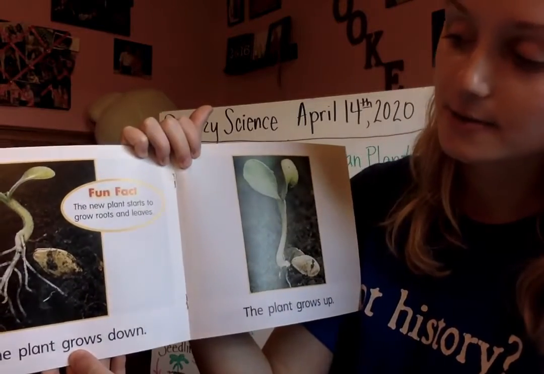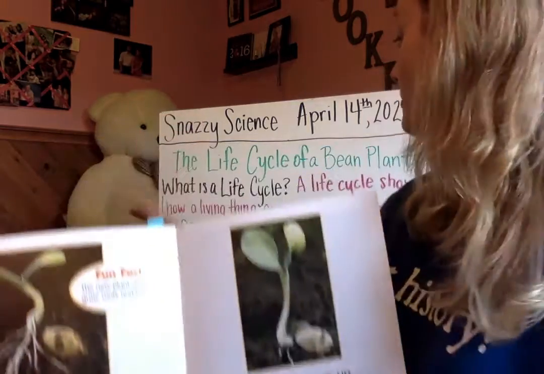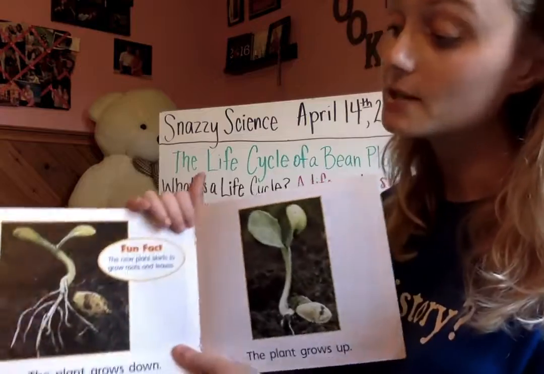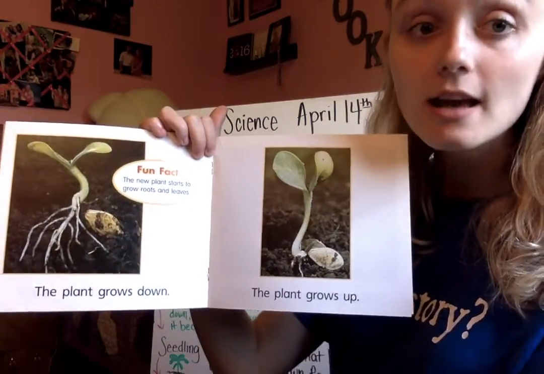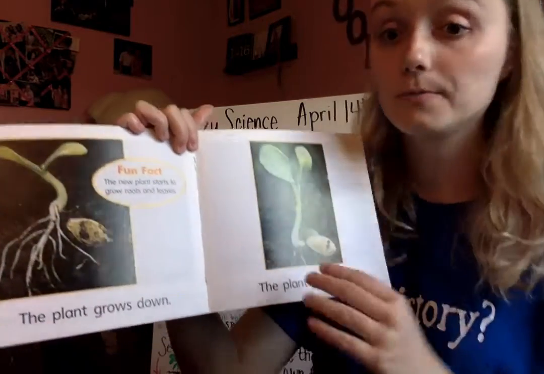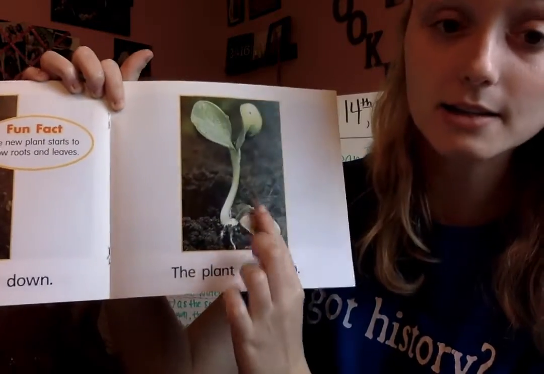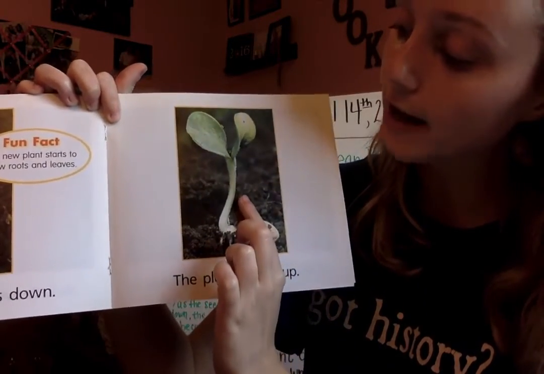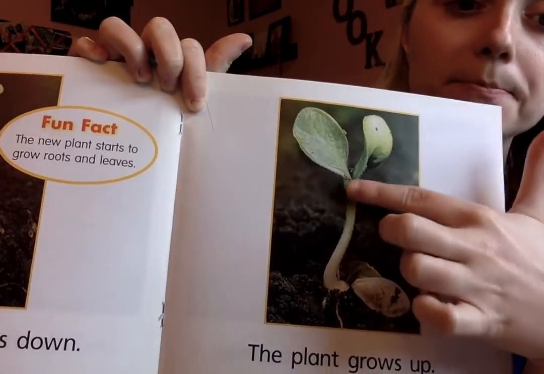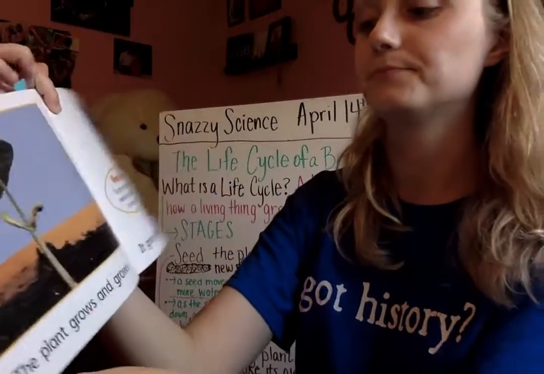The plant grows down. The new plant starts to grow roots and leaves. So it's still in that process of a seed, but it's working its way into becoming a sprout because the roots are growing down into the ground, and that's providing a strong foundation so that it can grow and grow out of the soil. The plant grows up. So here he is. He's grown up. He's above the soil now, and there is your sprout. Here's the stem and the leaves, and those will continue to grow bigger.